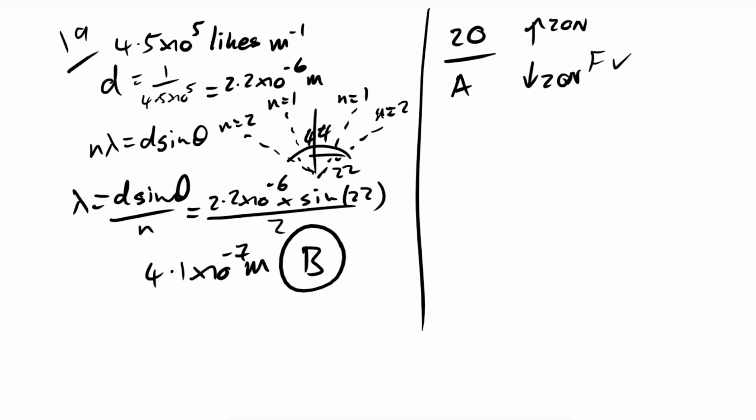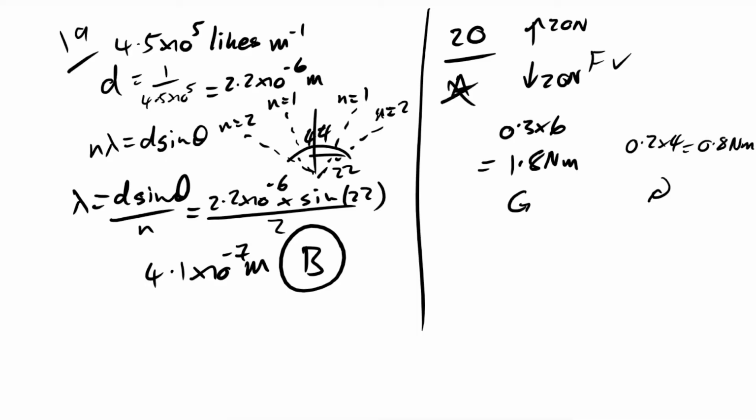Well, let's take moments about the middle there. So we have 0.3 times 6 on the left-hand side. So therefore, that's going to be 1.8 Newton meters. That's going to be anti-clockwise. And then going clockwise, we have 0.2 times 4. So that's going to give us 0.8 Newton meters. So no, it's not in equilibrium.